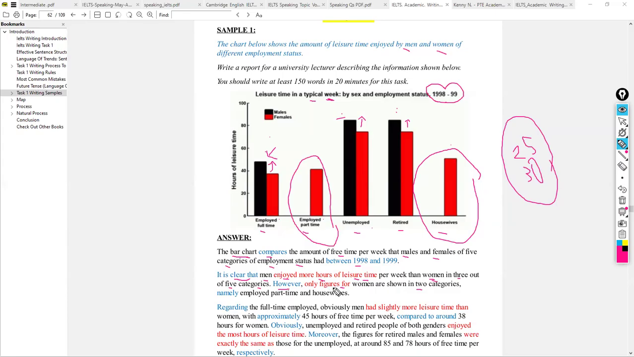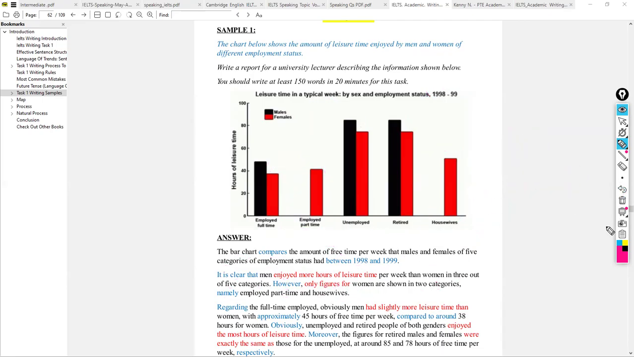However, only 2 figures for women are higher, namely employed part-time, this is part-time for women, and housewives. Housewives for women. So notice that I mentioned the categories for men, then I mentioned the categories for women. I noticed that till now I'm talking in general. I didn't go into details yet.